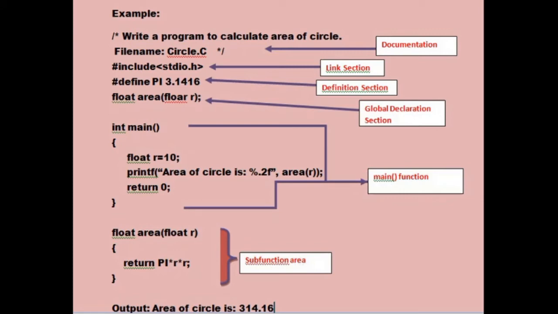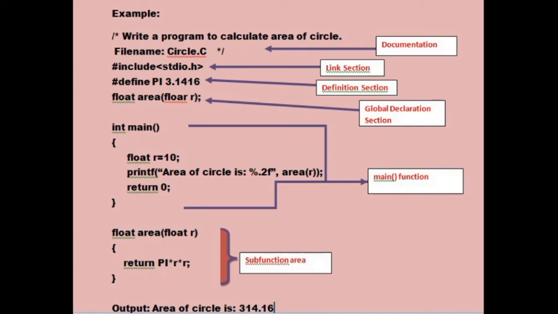Let us learn the C program structure using an example. Here is an example to calculate the area of a circle. First, starting with the documentation section, all the lines between slash star and star slash are the comment lines. Here it is a multi-line comment that includes the line write a program to calculate area of circle, and file name circle.c. In C program, every file has an extension .c. Now these first two lines are our documentation section.